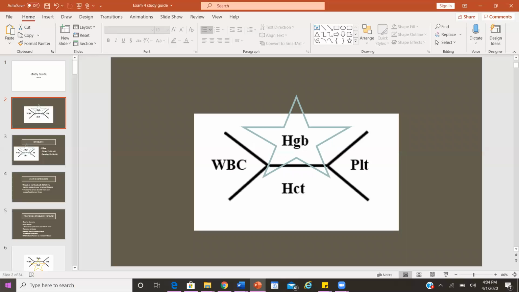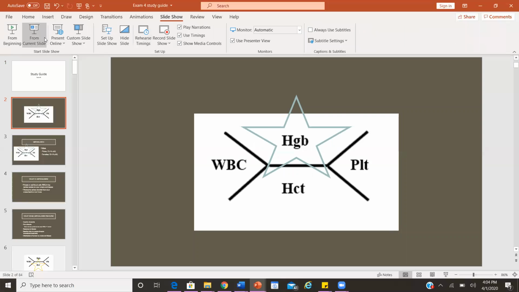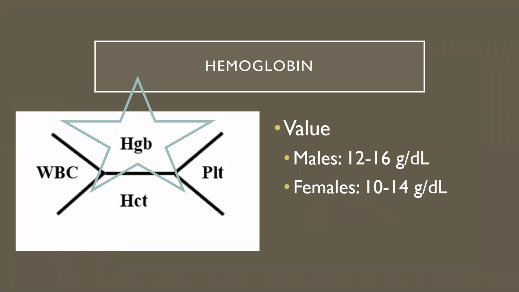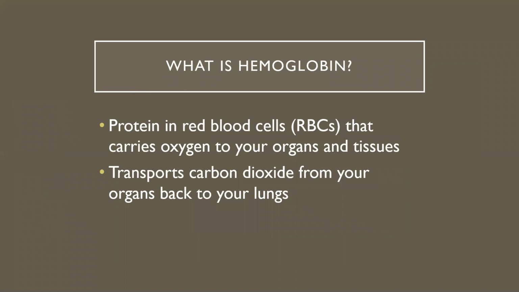So we started with hemoglobin. We're going to want to make sure we remember our values, that males' value of hemoglobin is 12 to 16 grams per deciliter versus females' hemoglobin levels are typically around the 10 to 14 gram per deciliter range. Hemoglobin is a protein found in our red blood cells that carries our oxygen.